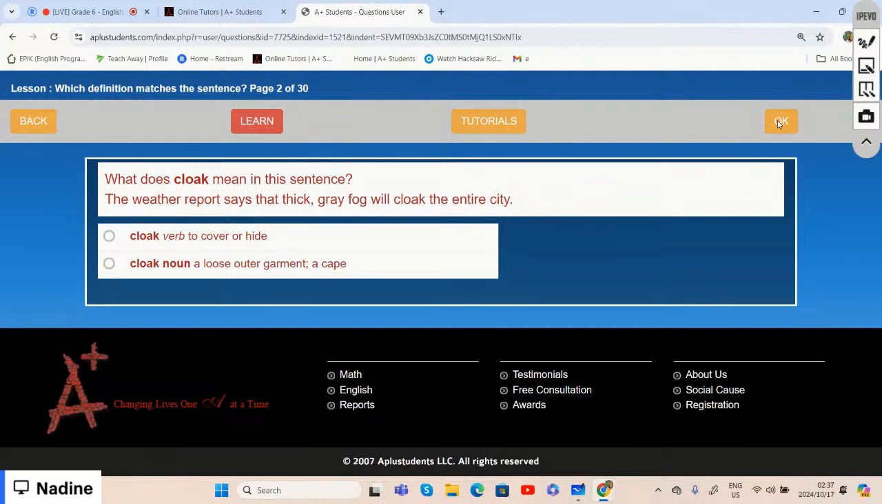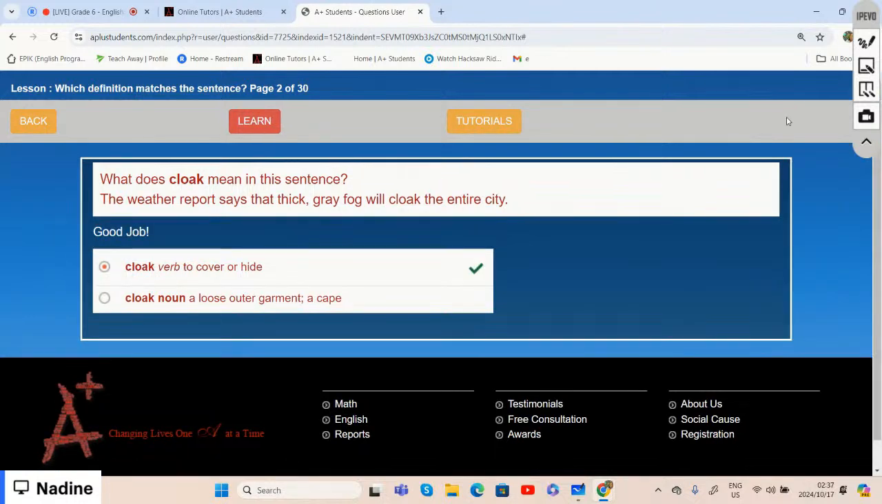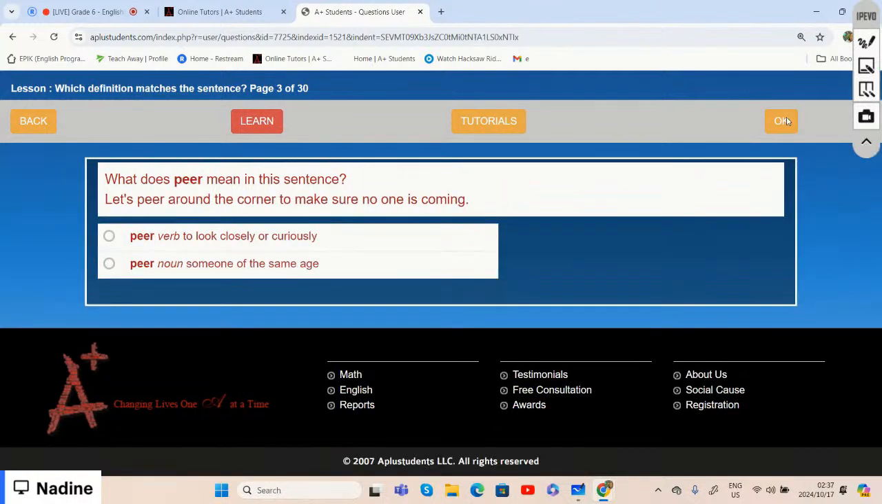All right. And if we were to choose the correct option, cloak is to cover or to hide, and that is option one. Well done. Cloak is correct. Option one. The next one says, let's peer around the corner to make sure no one is coming. Peer. Is it to look closely or curiously, or option two, someone of the same age? Peer.